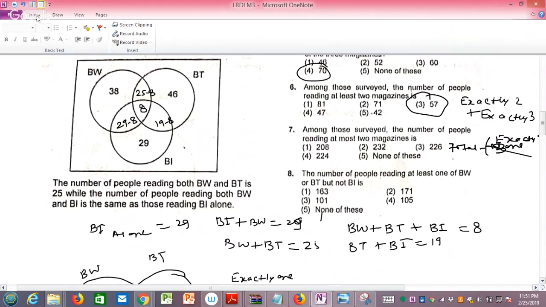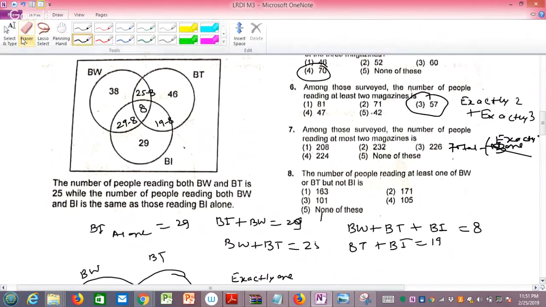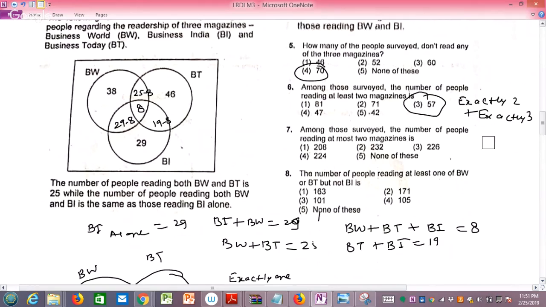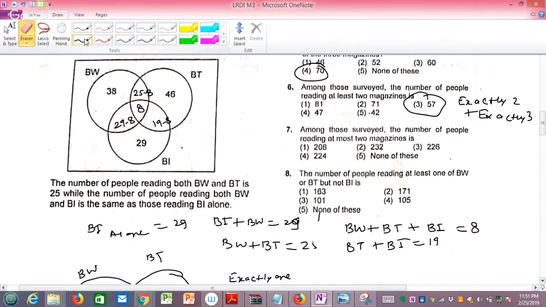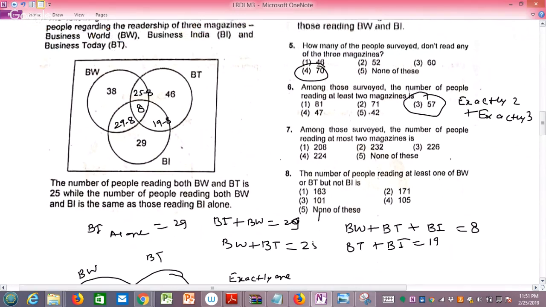Once again, let me erase this. So for this question, I need to find out at most 2. So at most 2 we will have none plus exactly 1 plus exactly 2. And I know that the sum of exactly 1, exactly 2, none and exactly 3 makes 240. So if I just remove the exactly 3 person from 240, then I will get the same answer. So from 240 I just remove 8, so I get 232. So I'm getting 232 as the answer.